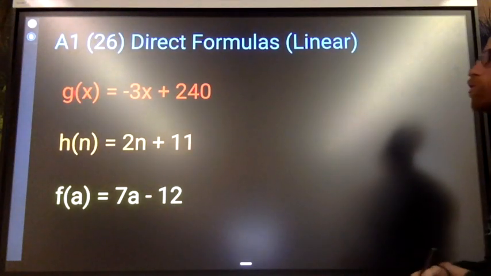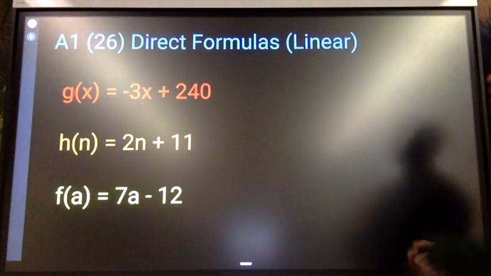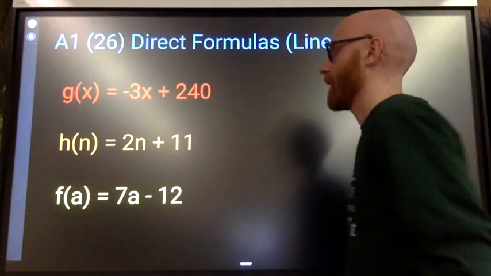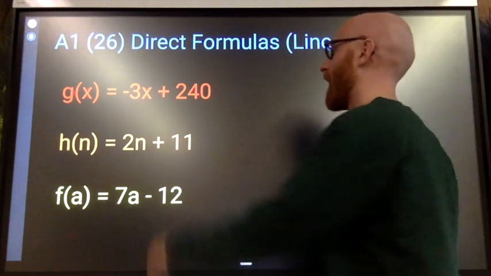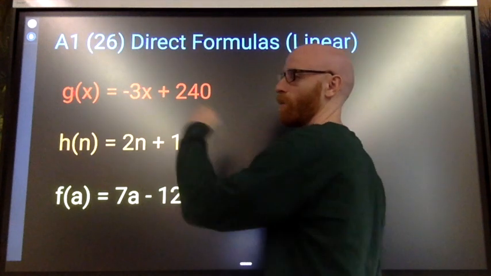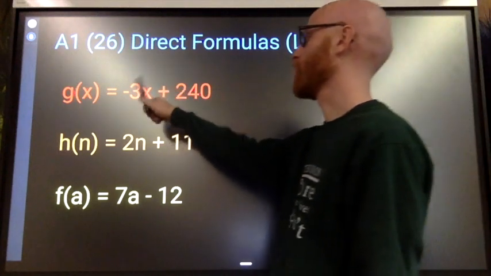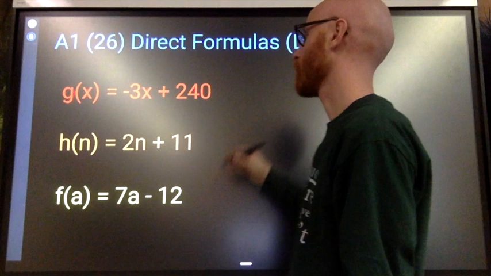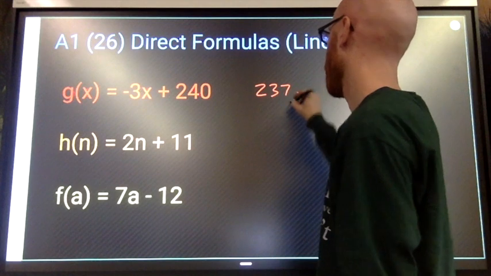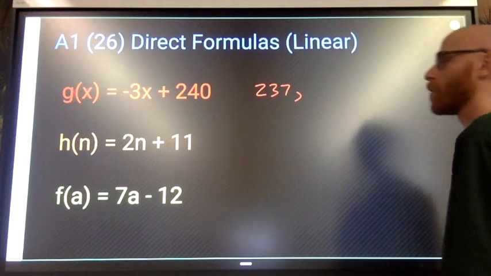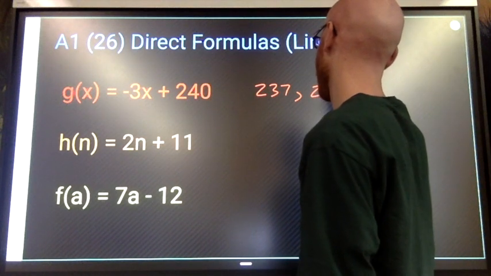Before we go into how to create a direct formula, let's remind ourselves how they work. Throw back to lesson 12. If I have a function rule or a relation rule and I want to create a sequence from it, I just insert numbers 1, 2, 3, 4, 5, and 6 in for my variables. So when x is 1, g of 1 is negative 3 times 1 plus 240, which is 237. And when x is 2, negative 3 times 2 is negative 6 plus 240 is 234.